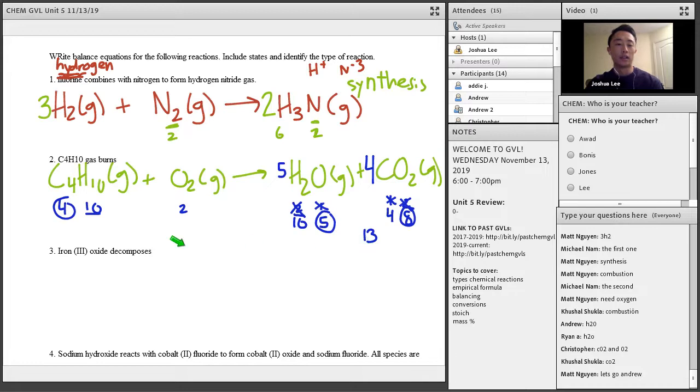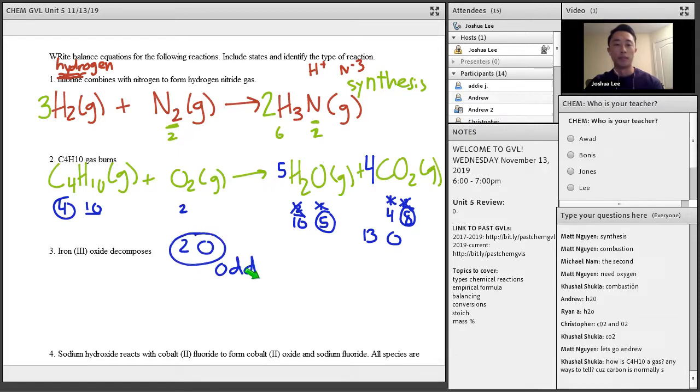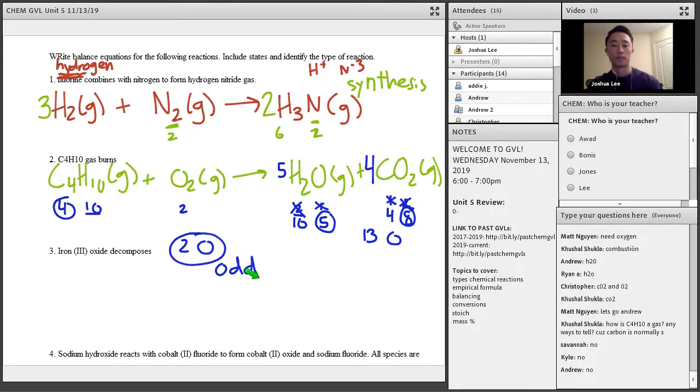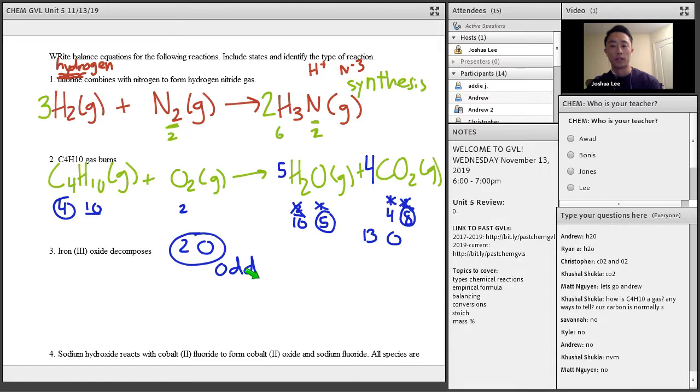If I actually look, there's 2 oxygens and 13 oxygens. Is there actually any way for me to get an odd number if my O2s always come in a pair? No, there's no way, right? And for crucial, do you see any key word that lets you know that C4H10 is a gas? Yeah.